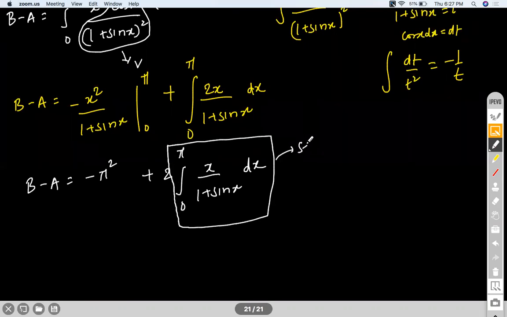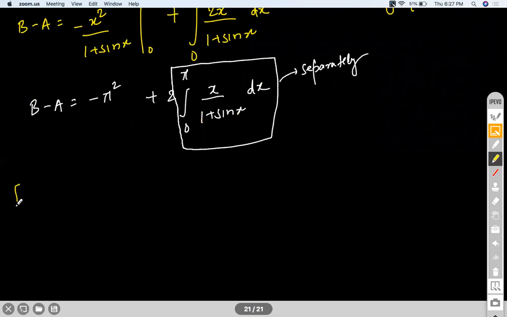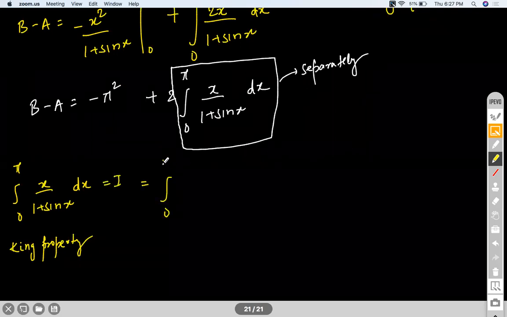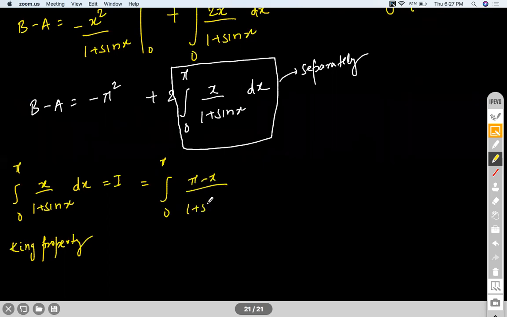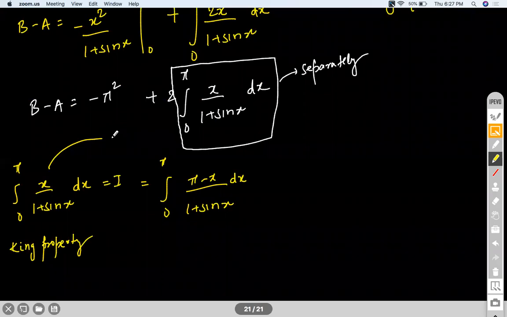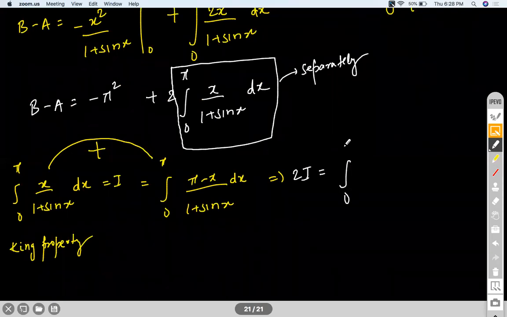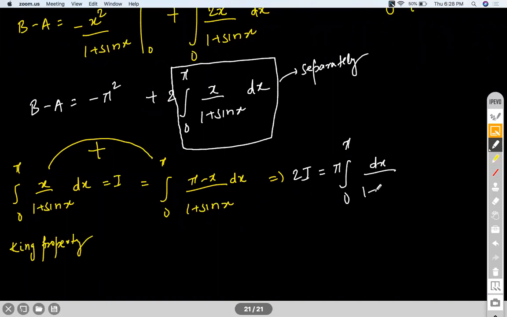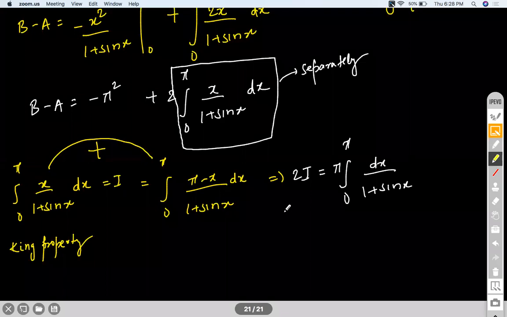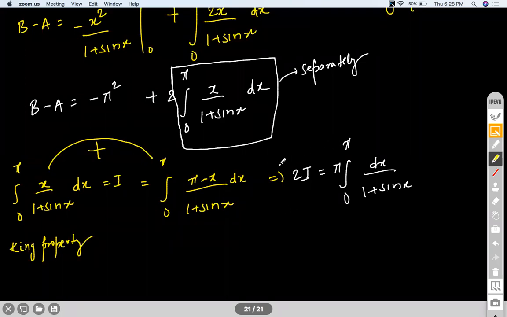Now, this is something which I'm going to evaluate separately. So I'm going to start with the problem, the integral 0 to pi of x by (1 plus sine x) dx, call it I. First apply King's property. So the same I will become the integral 0 to pi of (pi minus x) by (1 plus sine x). Add these two. So this implies 2I is equal to the integral 0 to pi of pi dx by (1 plus sin x). So far, so good. No doubt about this.